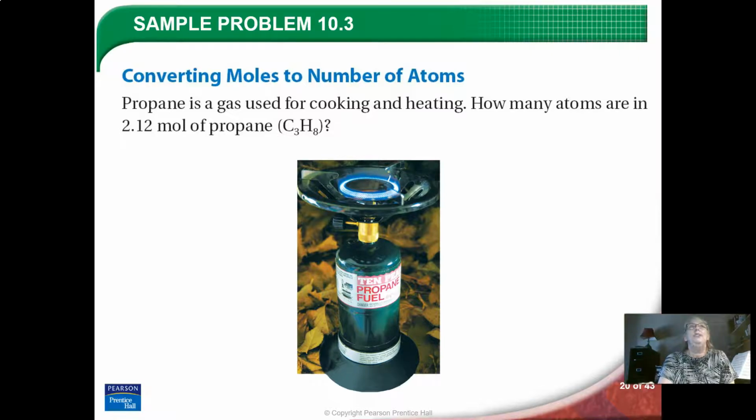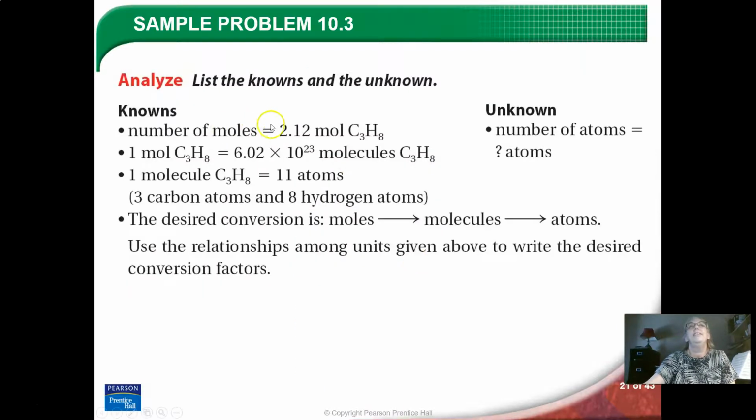So if we had 2.12 moles of propane, now we can go back to atoms. We can go the other direction. So this is the given, 3 sig figs, that many moles, how many particles? So we're going to use this and this fact to figure it out. We're going to start with the moles that they gave us. We're going to go to molecules. We're going to go to atoms.